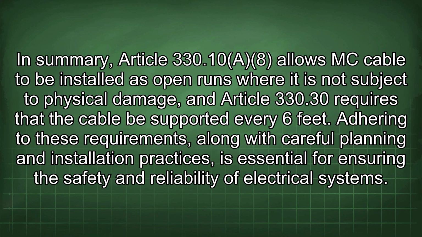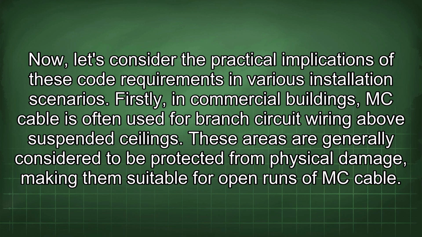In summary, Article 330.10A8 allows MC cable to be installed as open runs where it is not subject to physical damage, and Article 330.30 requires that the cable be supported every 6 feet. Adhering to these requirements, along with careful planning and installation practices, is essential for ensuring the safety and reliability of electrical systems. Now let's consider the practical implications of these code requirements in various installation scenarios.